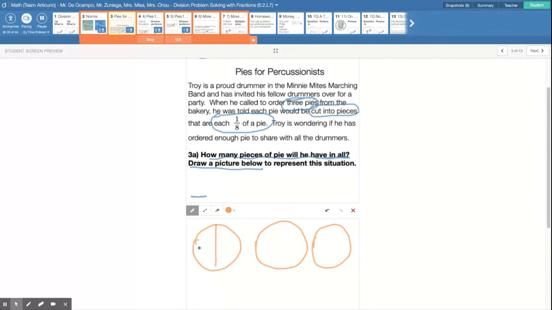Now, cutting circles might be tough. So you might decide to do rectangles or squares instead. But one strategy here is to cut in half, cut in fours, cut these in halves, and draw an X. Here's an X.